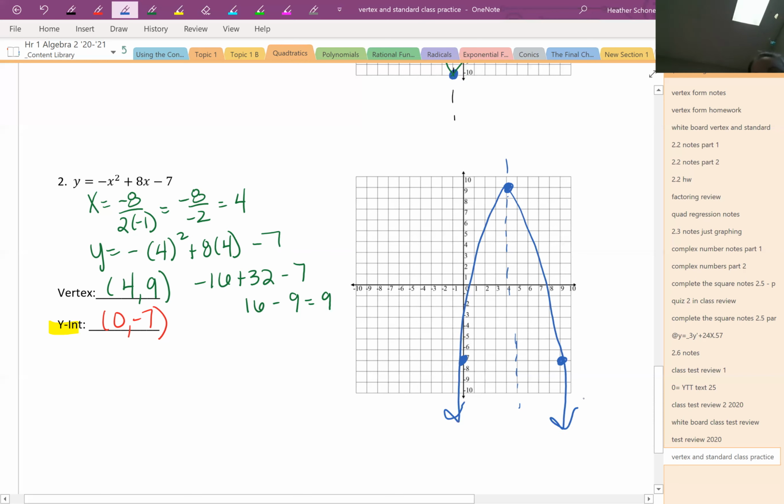So once you've got your sheet corrected, turn this in, and then you can do the next activity with the factoring review.